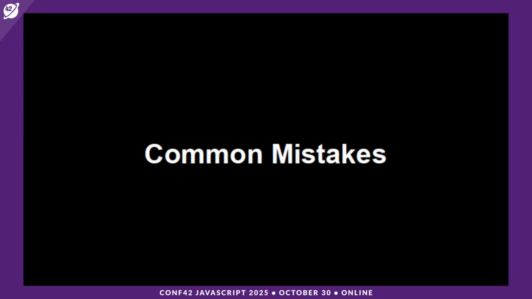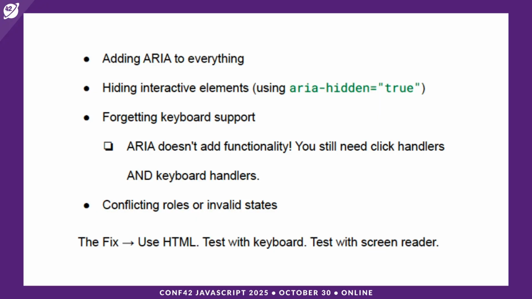Like I said, the common mistake I mentioned was using divs to create buttons, and we've already talked about how not to do that. We should always use semantic HTML first. So that's great. Another common mistake is adding ARIA to everything, every single element.